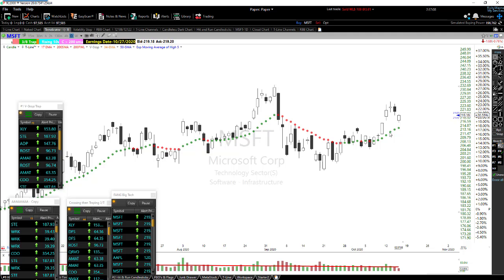You can set it to anything you want. It can be the 20, it can be the 50, it could be the 200, whatever moving average you want. Okay? It's really easy to set up.